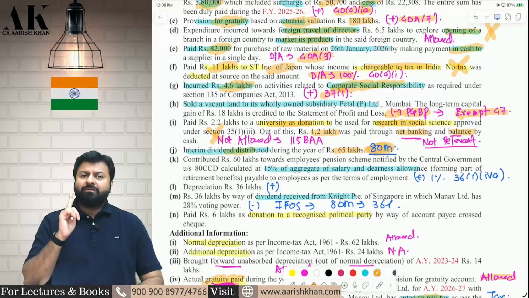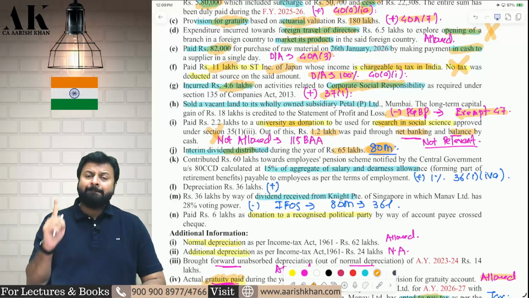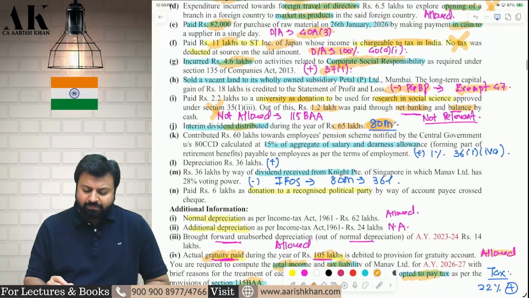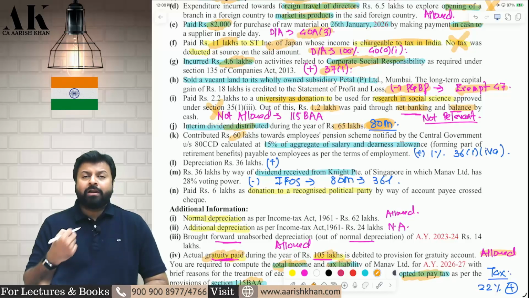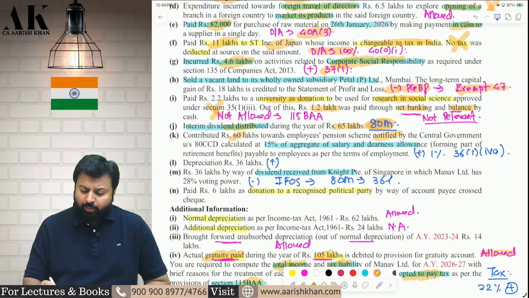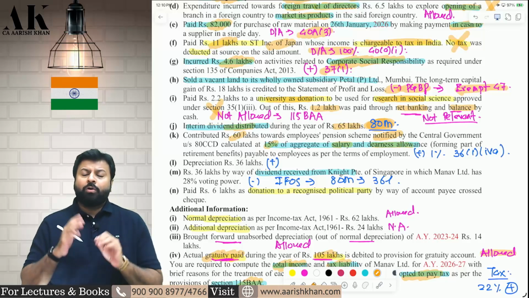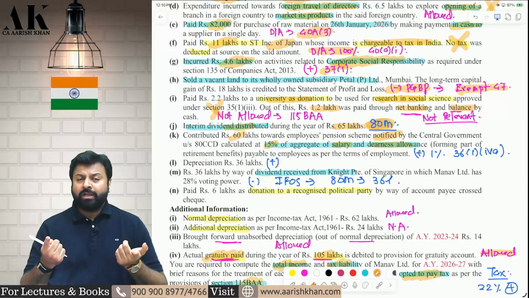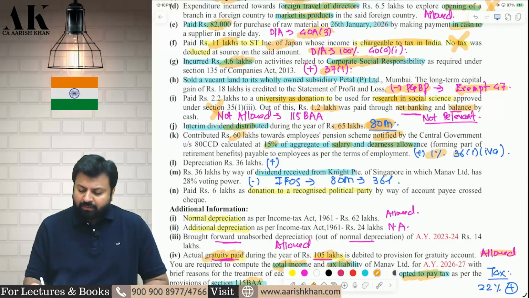See, always remember, in 115BAA, you cannot claim any Chapter VI-A deduction except 80M, 80JJAA and 80LA. These three deductions you can claim in what? 115BAA. Next one is you are contributing. The employer is contributing to some pension scheme of employees, which is 15% of the salary and dearness allowance. How much is allowed? Only 14% of basic salary plus DA is allowed. But you are contributing how much? 15%. Therefore, 1% you have to disallow as per Section 36(1)(iva).